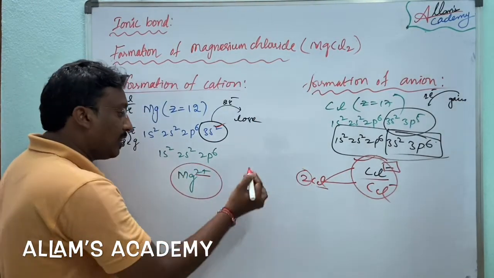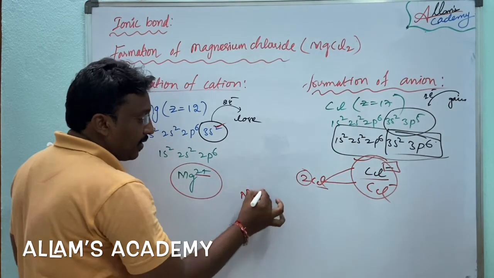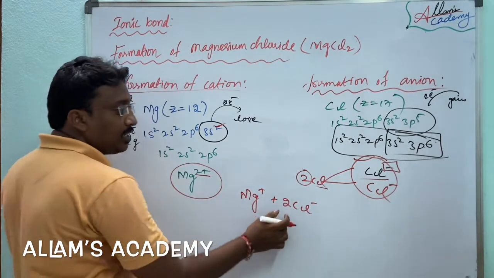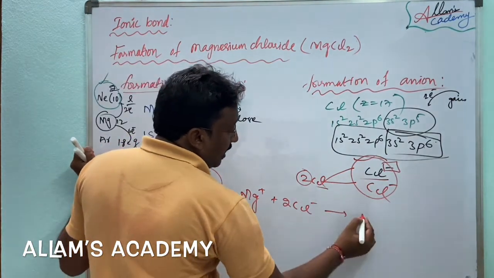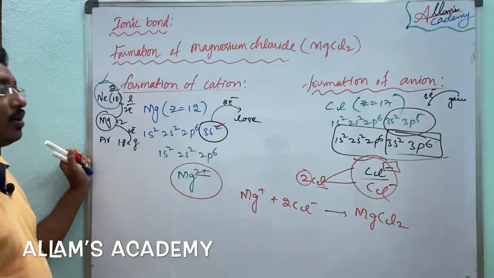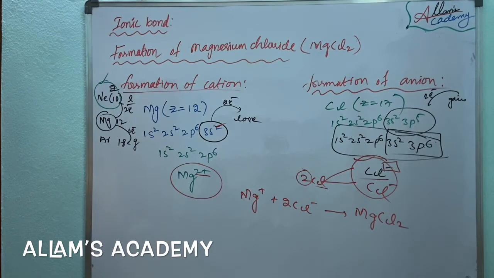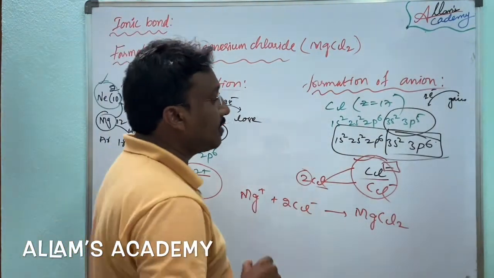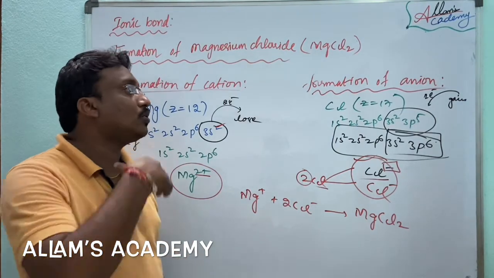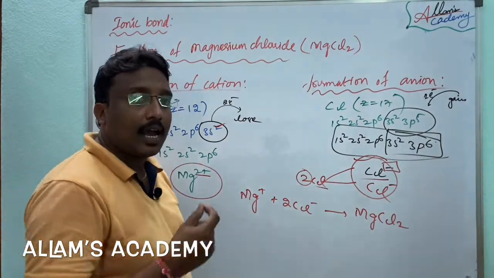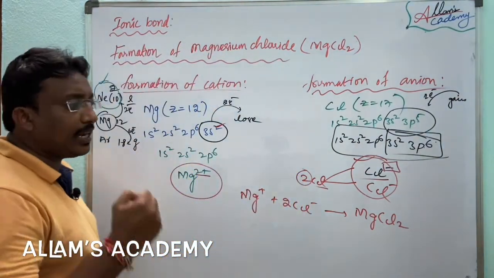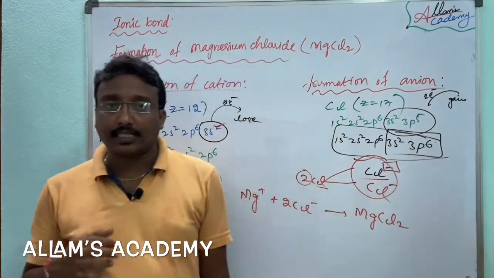Then finally bond formation can take place between magnesium and chlorine, and it gets magnesium chloride. It becomes what? Magnesium chloride. This is the way to practice the ionic bond. Okay, take 2 or 3 examples and practice yourself 2 or 3 times. This concept is very important in the 10th class annual examination.